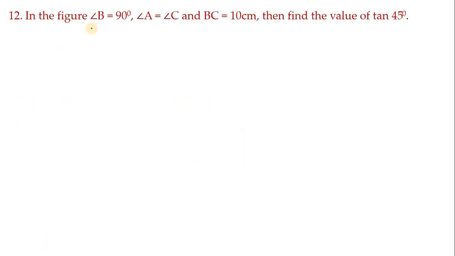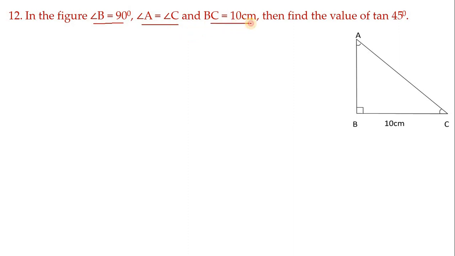Next let us move on to another problem. Important one. So in the figure, angle B equals 90 degree, angle A equals angle C, and BC equals 10 centimeter. Then find the value of tan 45 degree. This problem is from the trigonometry chapter, and if you look at the figure, you can understand everything easily. B is 90 degree, angle A equals angle C, and BC is 10 centimeter. We have to find the tan 45 degree value.